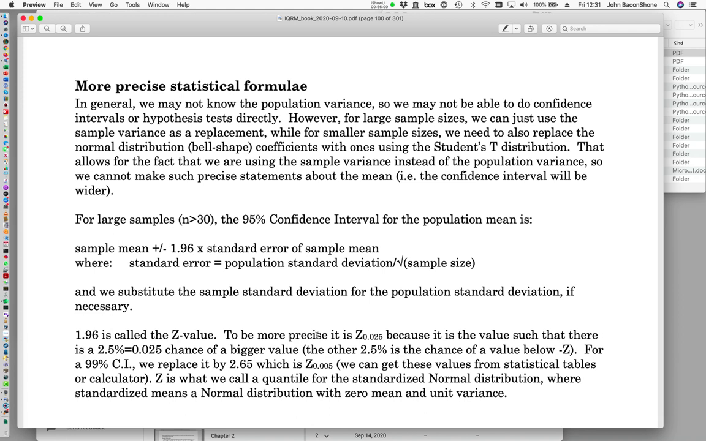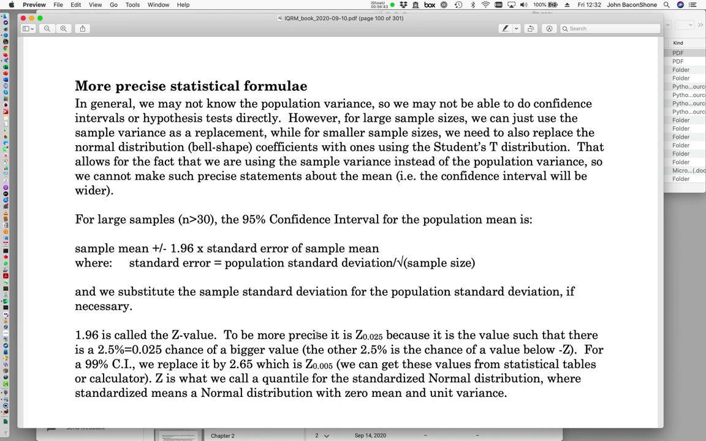So the student's t-distribution allows for the fact that we're using the sample variance instead of the population variance, recognizing that our statements won't be quite so precise. So the confidence interval will be wider if we use the student's t-distribution, accounting for the extra variability due to using the sample variance. So, first of all, if we start with the normal distribution, for large samples, then the 95% confidence interval is the sample mean plus or minus 1.96 times the standard error, as I explained, where the standard error is the population standard deviation over the square root of the sample size.